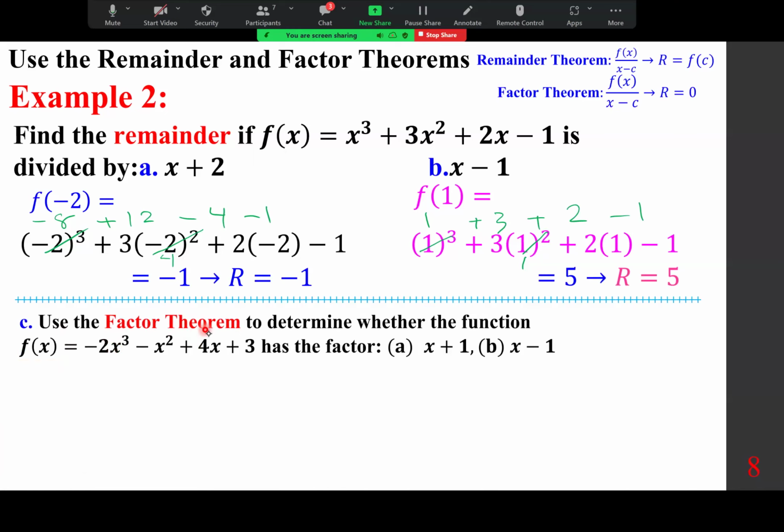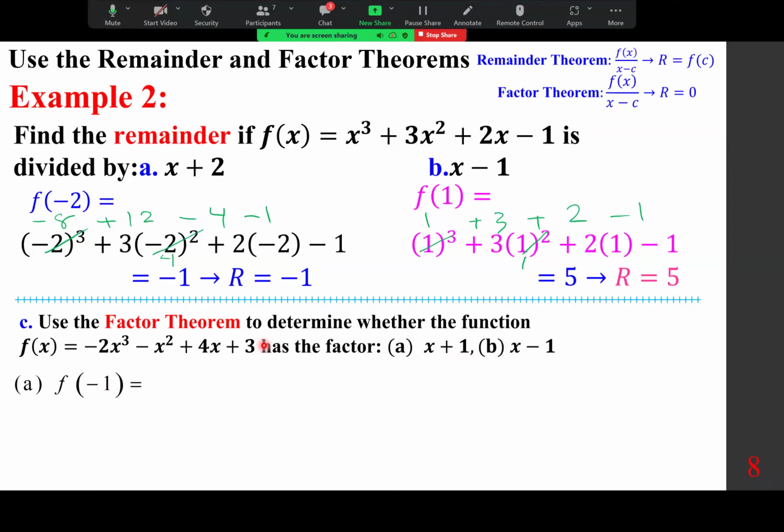Use the factor theorem to determine whether the function f of x equals negative 2x cubed minus x squared plus 4x plus 3 has the factor x plus 1, x minus 1. So there are two factors we want to check, everybody. The first one, x plus 1, we have to evaluate f of negative 1. And that's something that everybody wants to be very careful with. X plus 2, f of negative 2. X minus 1, f of positive 1. Over here, x plus 1, f of negative 1.